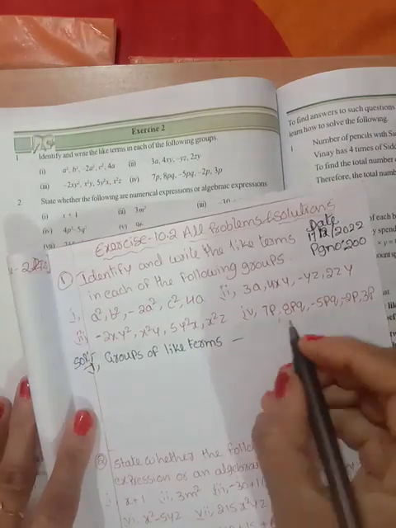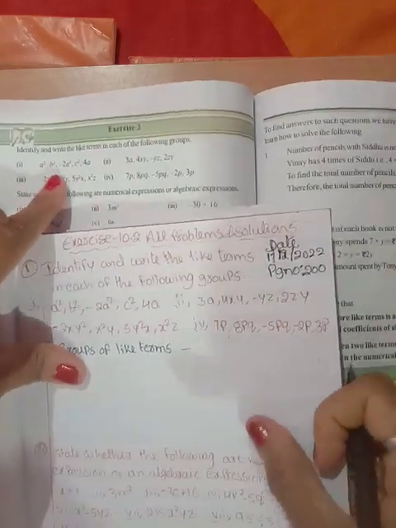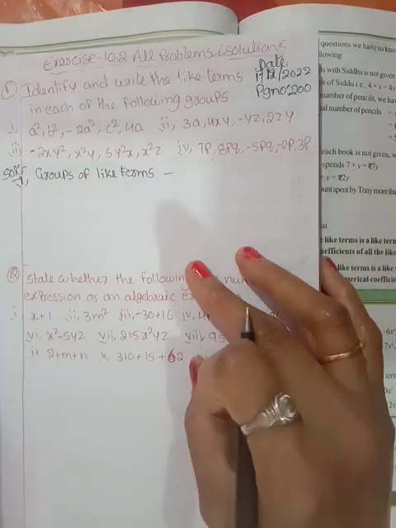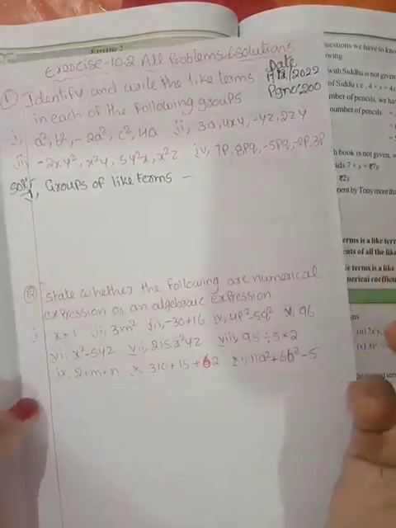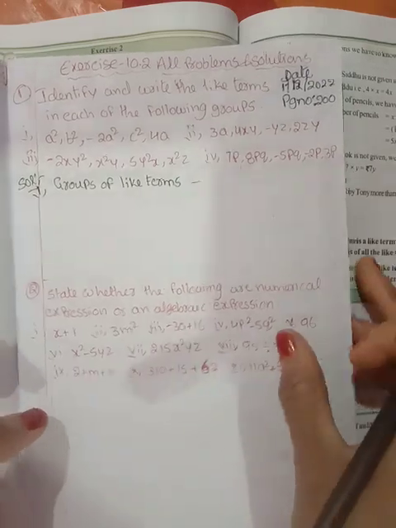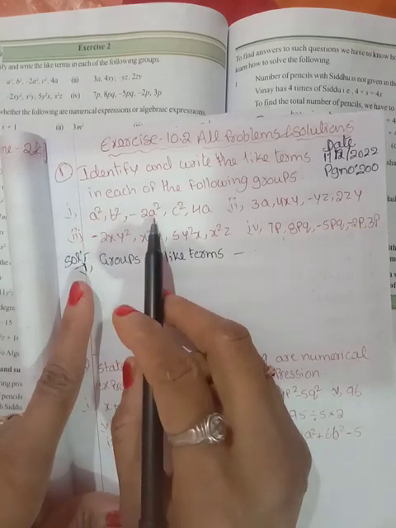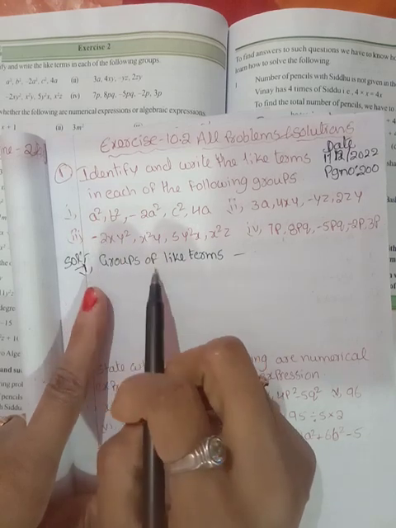Like terms have the same variables and same exponents only. These all are like terms only. If the exponents are not the same, or the variables are also not the same, then that is unlike. So here, what are our exponents and variables? If the exponents and variables are all the same, you can identify them as like terms only.